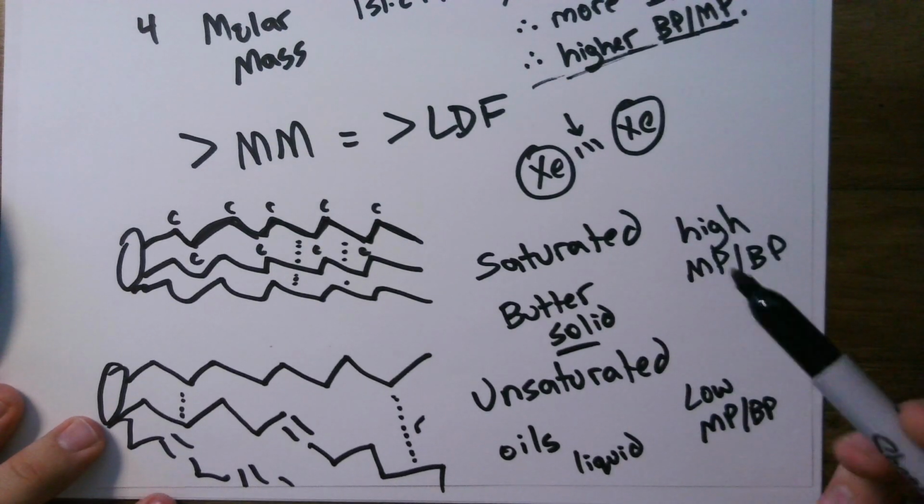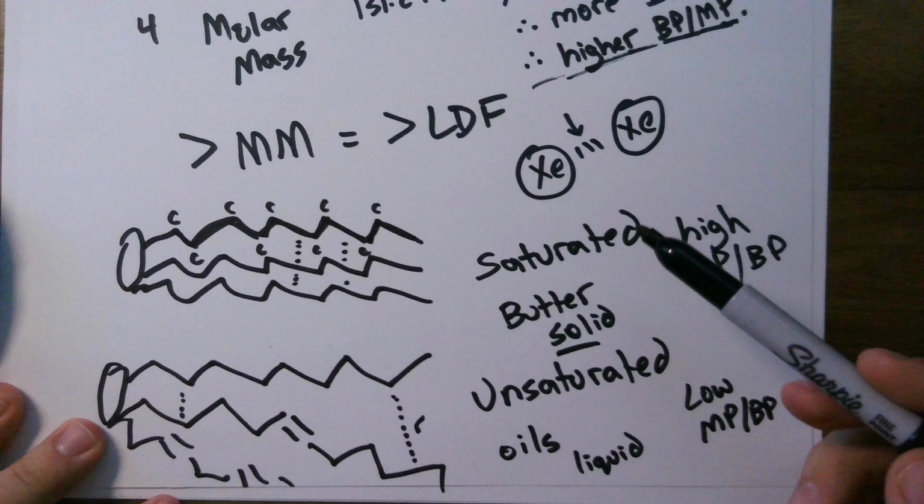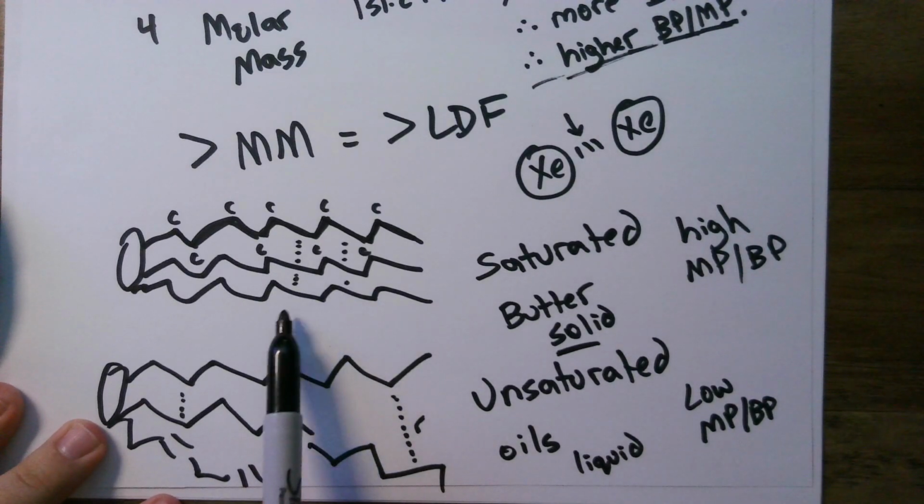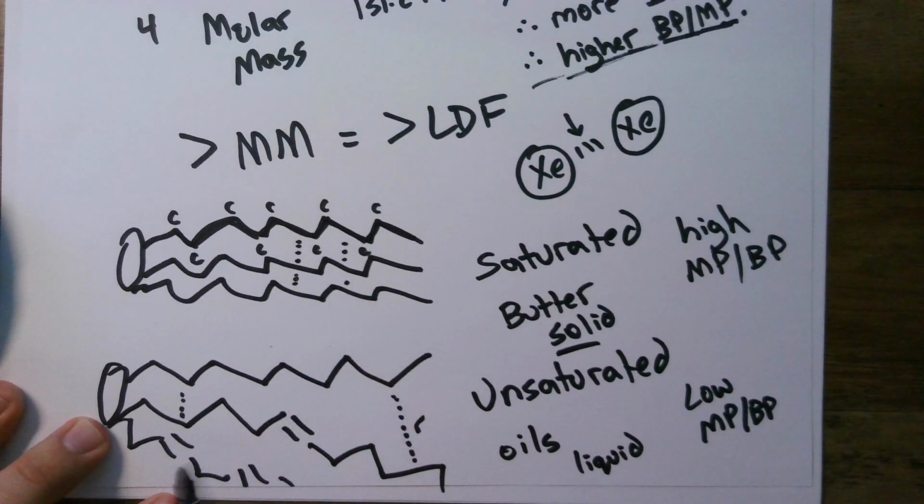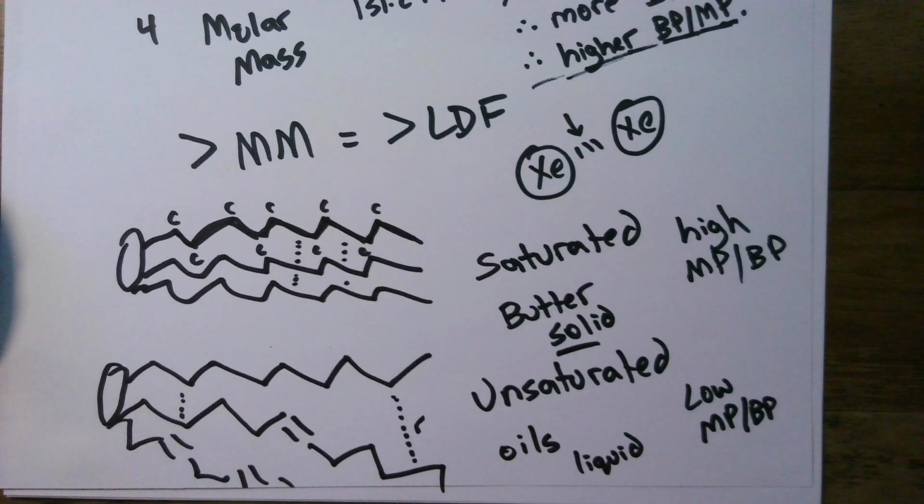And you might have learned about these a little bit, but this is actually the reason why these things are the way they are. Saturated things are solid due to London dispersion forces between the tails. And unsaturated fats are liquids because they have less London dispersion forces because their tails are weirdly shaped. They don't lay as flat on top of each other and aren't as attracted to each other.